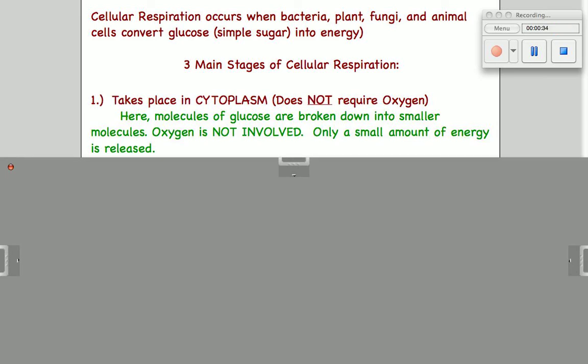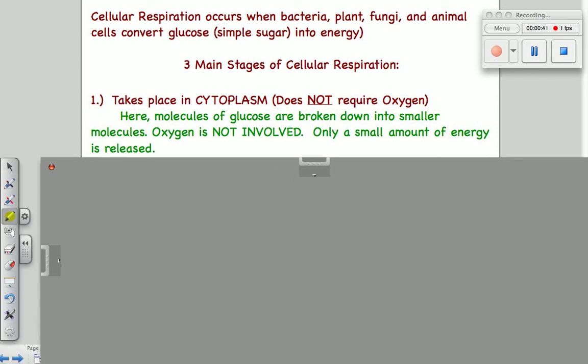The first stage takes place in the mitochondria. I'm sorry, the first stage takes place in the cytoplasm. And at this point, our cells do not require any oxygen. What's happening here is molecules of glucose, which is the sugar, are just being broken down into smaller parts in order for the cell to use them. Once again, oxygen is not involved, and there's only a small amount of energy that's being released, because whenever glucose molecules are broken down, there is a little bit of energy released, but not much at this point.